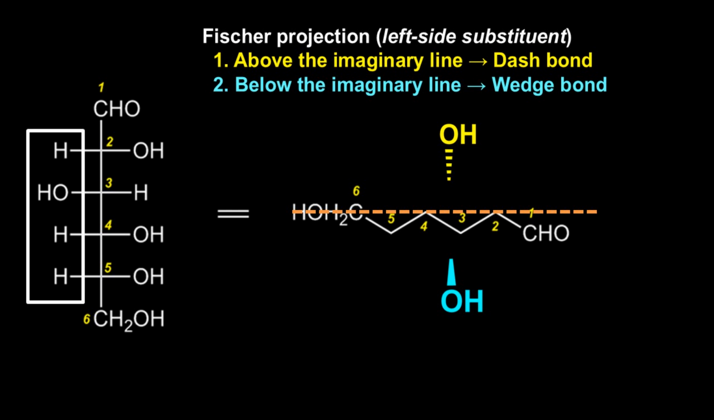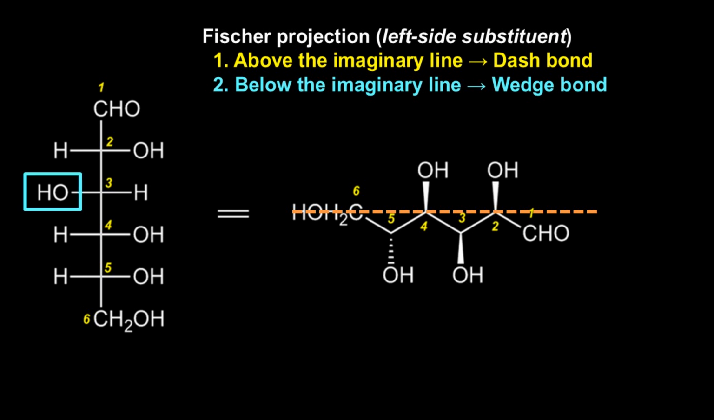Here's the rule. If a substituent on the left side is above the horizontal line, you'll draw it as a dash bond in the skeletal structure, meaning it points backward. If it's below the line, it becomes a wedge bond, pointing forward. Just keep this pattern in mind, and you'll get the placement right every time. Alright, in this case, the substituent on carbon 3 is on the left side of the Fischer projection. Since the hydroxyl group is positioned below the horizontal line, we'll draw it as a wedge bond in the skeletal structure, pointing forward.